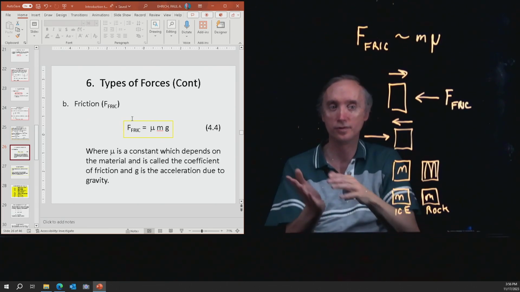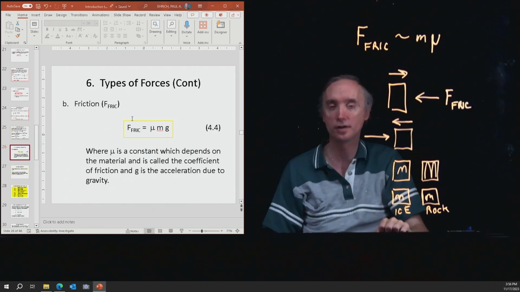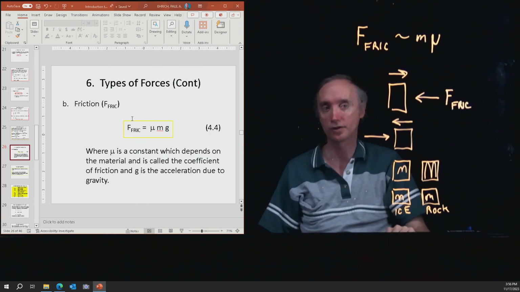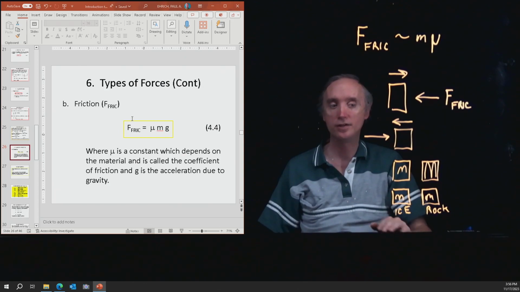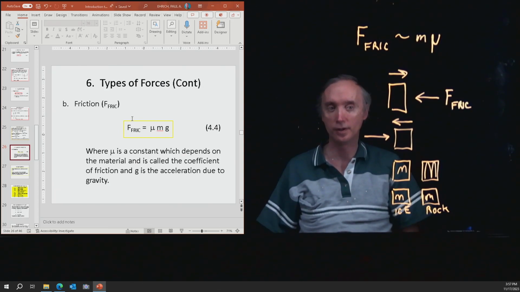All right, so different substances have different coefficients of friction. And in just a moment, I'm going to show you some different coefficients of friction. All right, can you imagine what case number 3 is going to be?